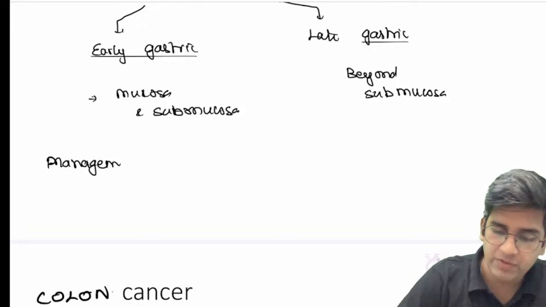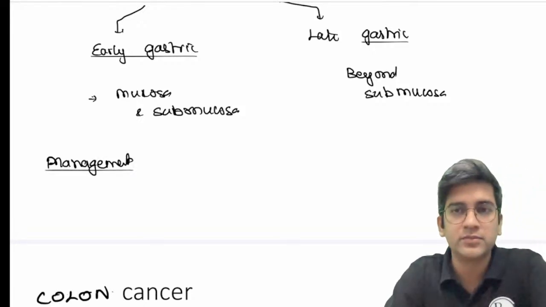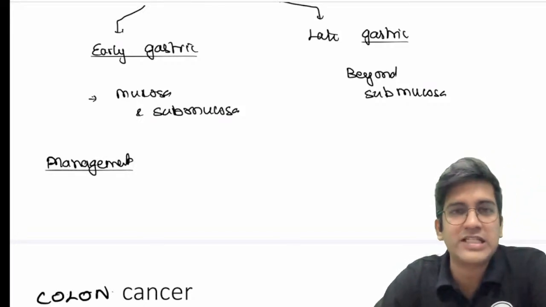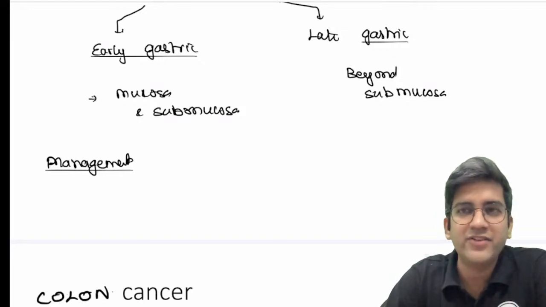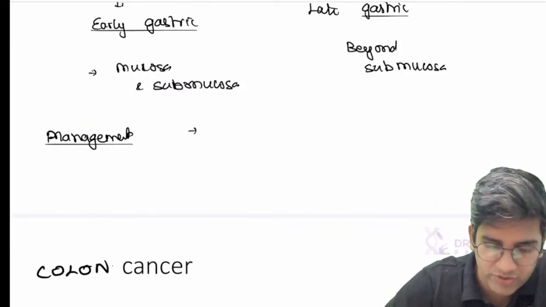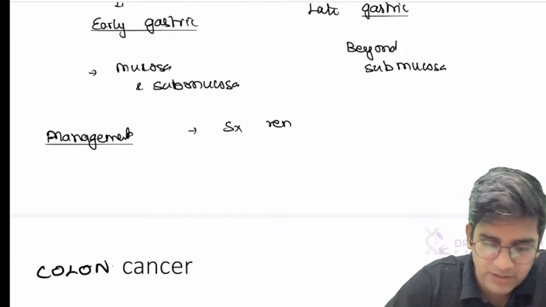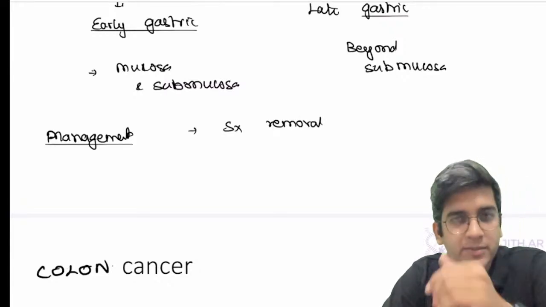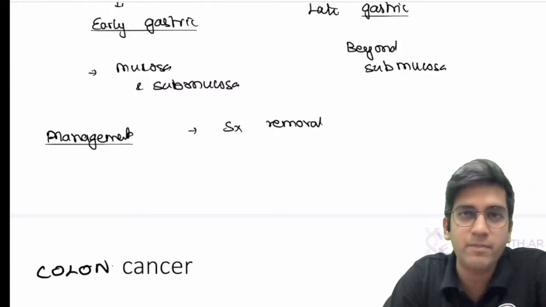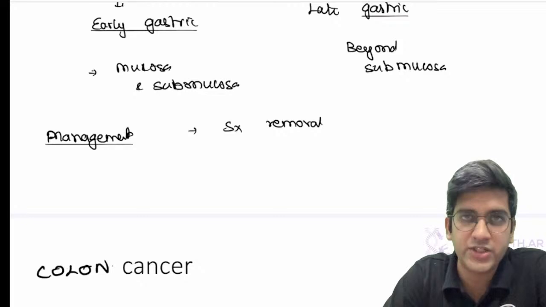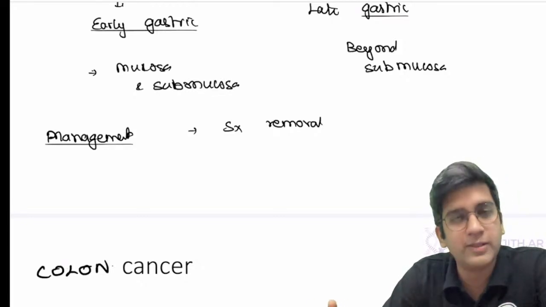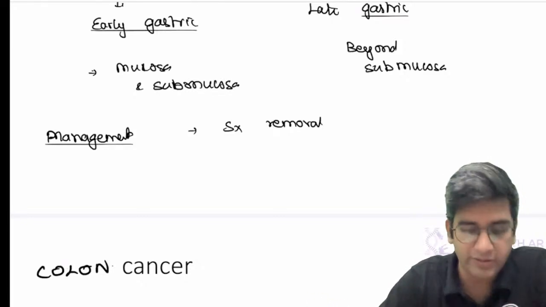What do you think is a treatment for gastric cancer? Anyone? Treatment for gastric cancer. Treatment by default is the same, right? You're going to do a surgical removal of the stomach. It can be a partial gastrectomy or a total gastrectomy based on the involvement of the lesion, whether it's in the pylorus only or in the body, and based on the involvement of the lymph node, right?